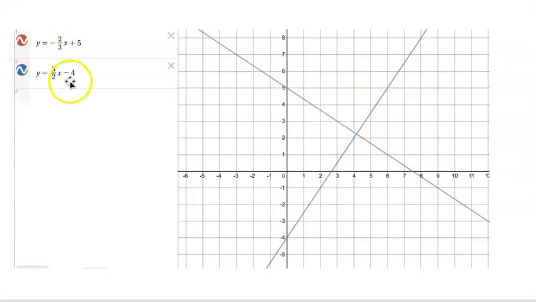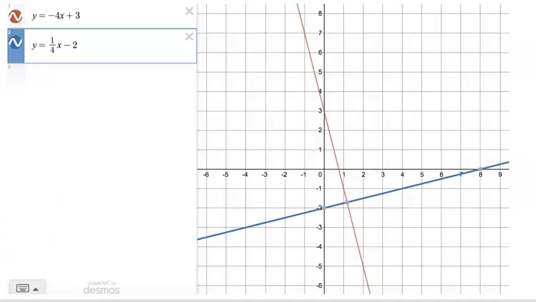Here I have y is negative 2/3 x plus 5, which you'll see in red, and y is 3/2 x minus 4, which you'll see in blue. Red is decreasing, negative slope. Blue is increasing. So one is positive, one is negative on the slope side, and they are reciprocals. Negative 2/3, positive 3/2. Different signs and reciprocals. And notice that the lines are perpendicular.